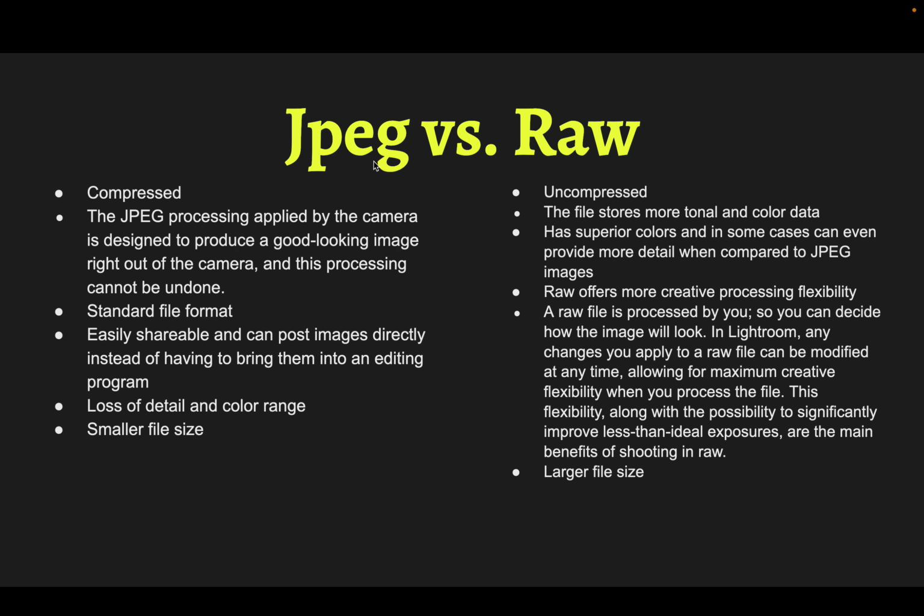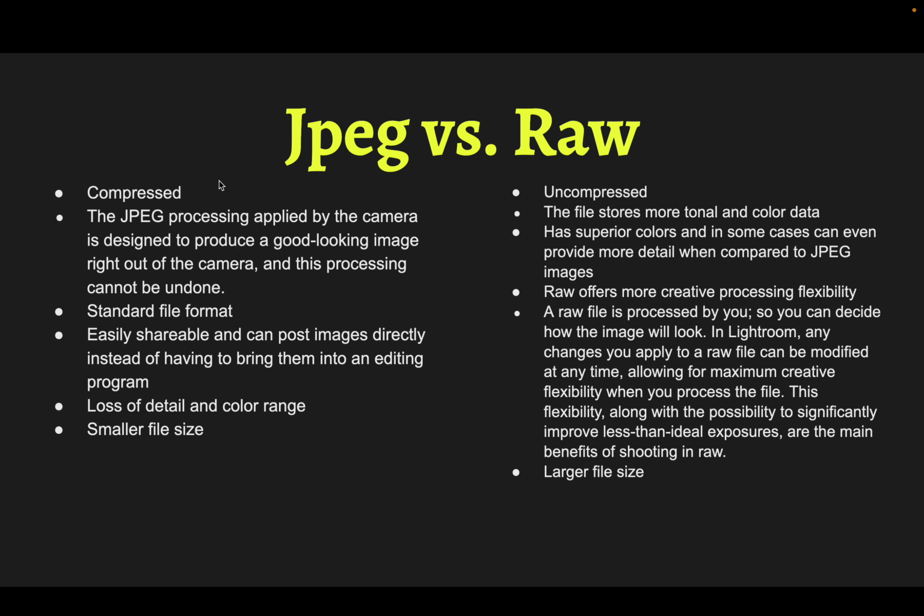JPEG is compressed, and basically it's just a standard file format. It's easily shareable, but there's a lot of loss of detail and color range. For example, when you're uploading JPEGs to your phone or to a website, those are easily shareable, and they won't take up a lot of space in terms of file size.